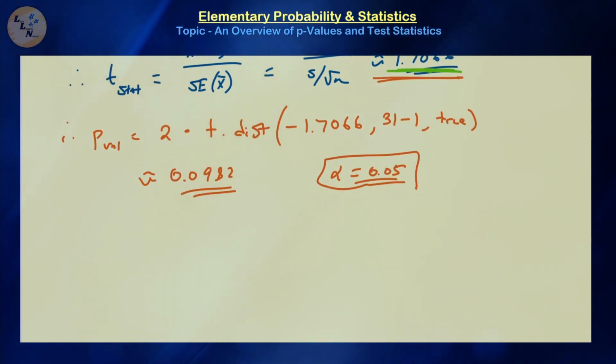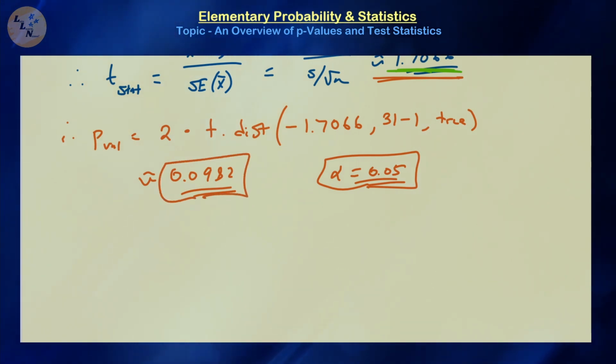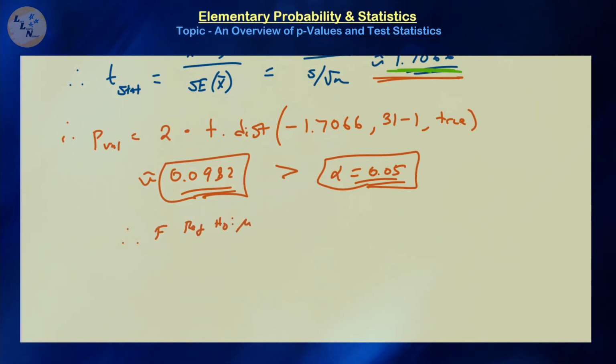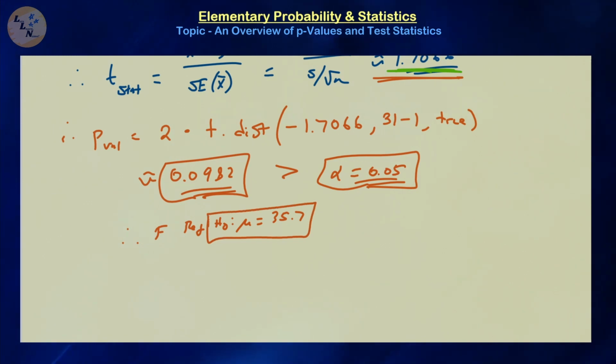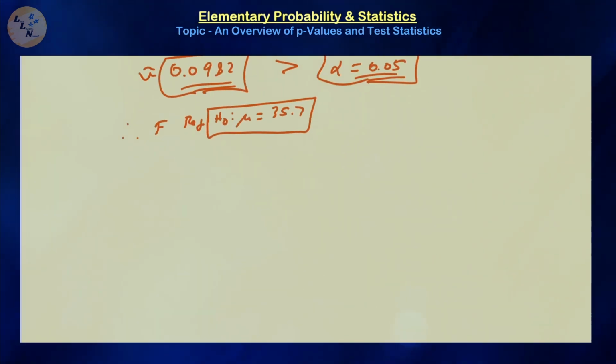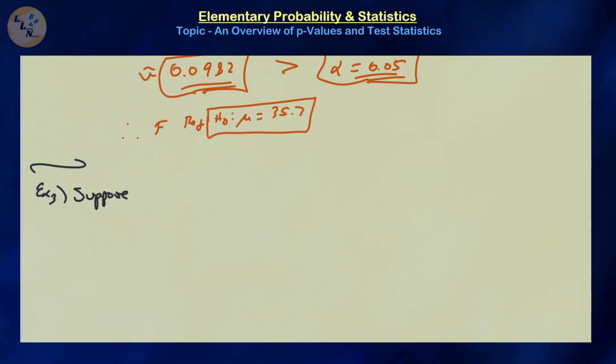But if this is the alpha value that you are working with, notice that our p-value is greater than that alpha value. That means our p-value is not small enough. Therefore, we fail to reject the null hypothesis that the population mean mu is equal to 35.7. Therefore, we have evidence to believe that the population mean mu is actually equal to 35.7 or something close to it. Now, there is one other circumstance that you may encounter in the realm of hypothesis testing for the population mean mu. So let's look at that particular scenario.